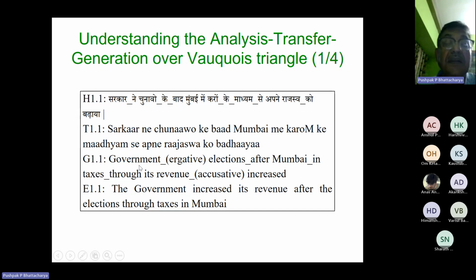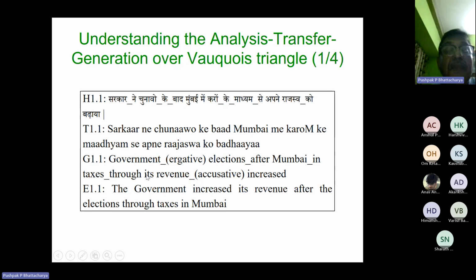So Sarkar maps to government. Sarkar, government. Ne is an ergative marker. It's a grammatical element. Chunav, elections. Ke baad, after. Mumbai, men, in. Karon, taxes. Ke madhyam se, through. You see how many words in ke madhyam se give rise to only one word in English, through. Apne, it could have been own. Rajaswa, revenue. Ko is accusative, a grammatical element. Badhaya, increase. So this is called a gloss.